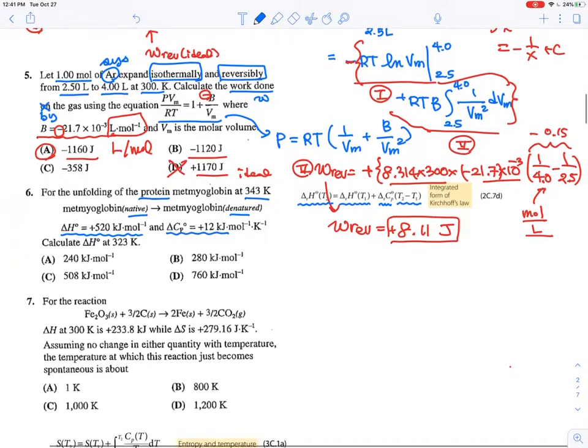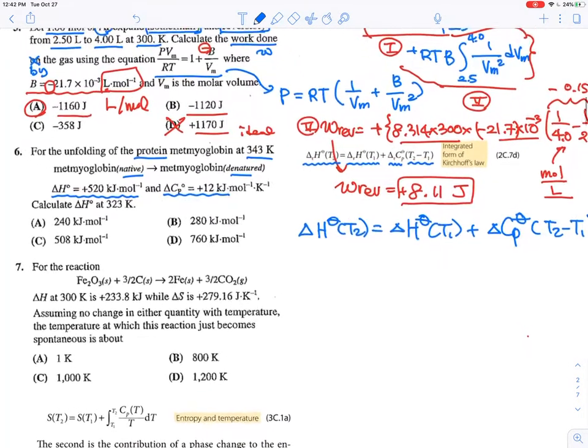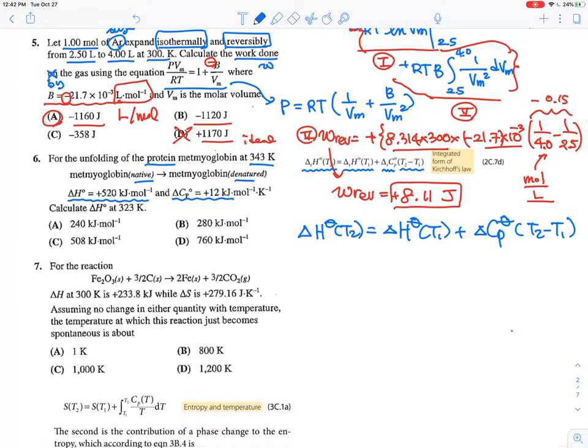Okay, so we want to know delta H at T2. Let's do this one more time. Delta H at T2 is delta H at T1 plus delta Cp times delta T. This is the one probably I didn't emphasize much, but it appears quite a few times in standard tests. So it's good to know this relationship for delta H at different temperatures.